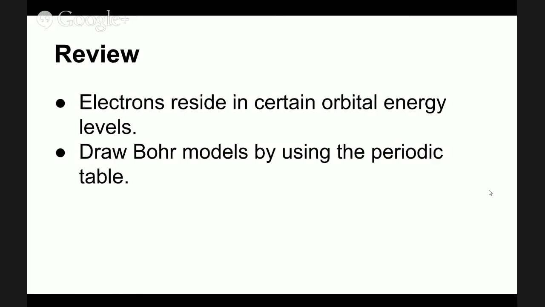Just in conclusion, let's go ahead and review what we know. First, electrons reside in certain orbital energy levels. Second, you should also know how to draw Bohr models by using the periodic table.